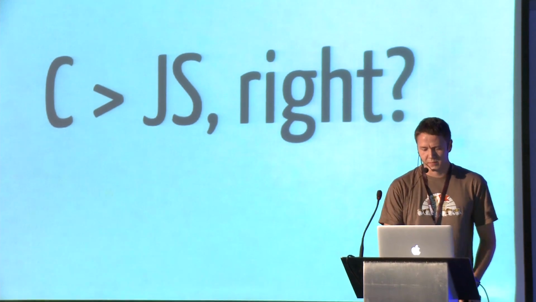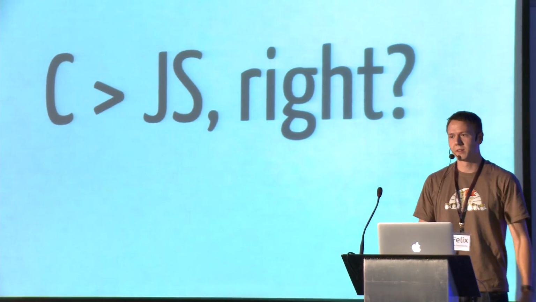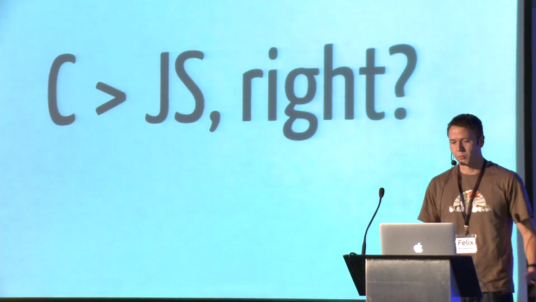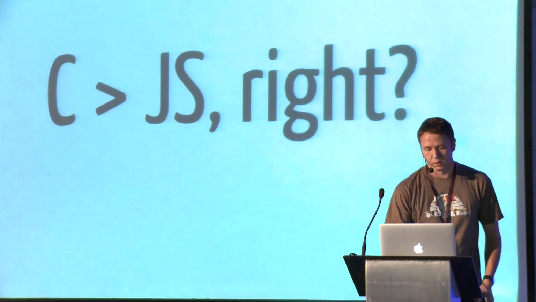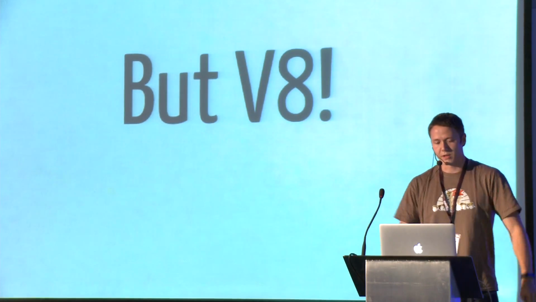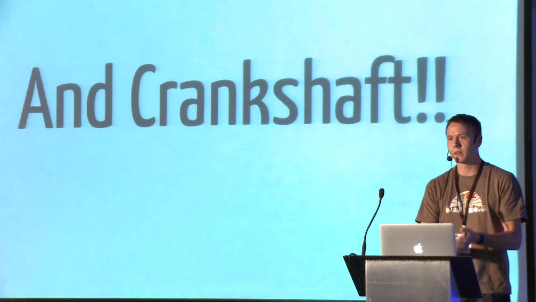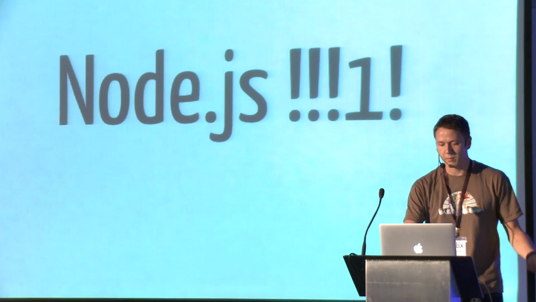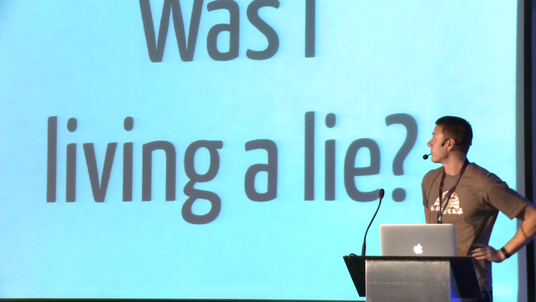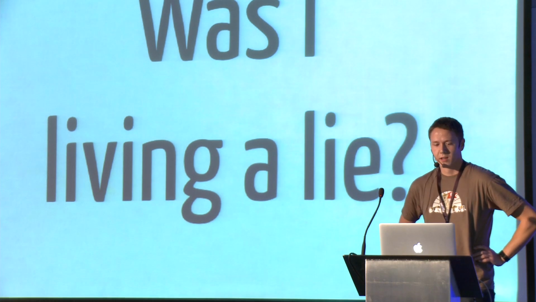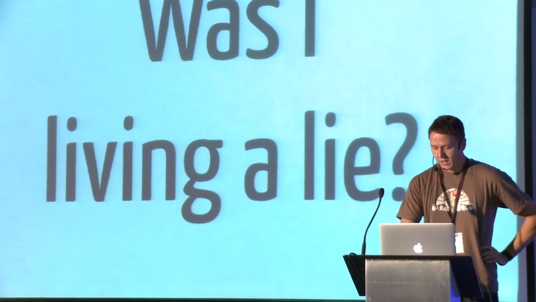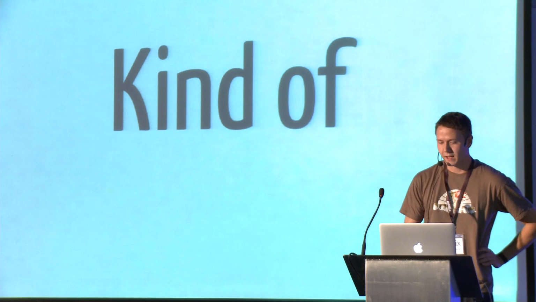But it didn't feel right, because if you've read the Node homepage, it's going to make scalable, fast network programming easy, and it's going to solve world hunger and a bunch of other things. V8 would be super fast, turning my JavaScript into assembly, and Crankshaft would make it even faster by analyzing it while it was running and creating new assembly code. I mean, Node.js, it must work. So I was questioning myself, was I living a lie? Had I been lied to? Was Node not the unicorn that I've been promised? It turns out kind of, yes.